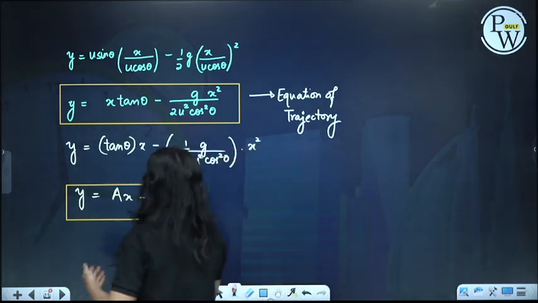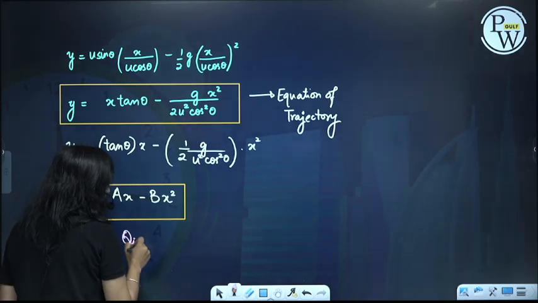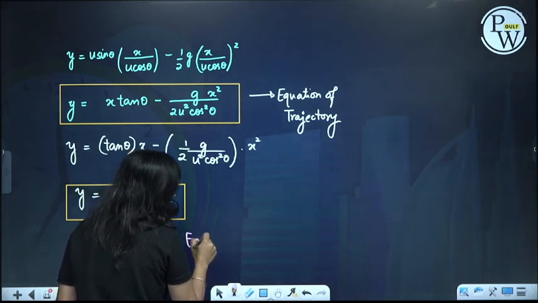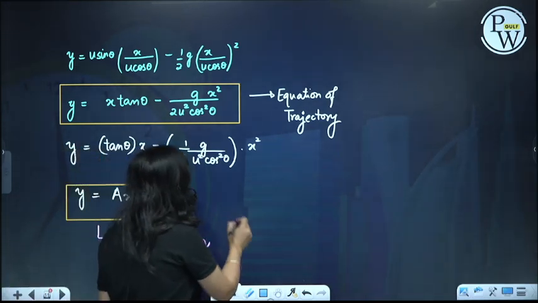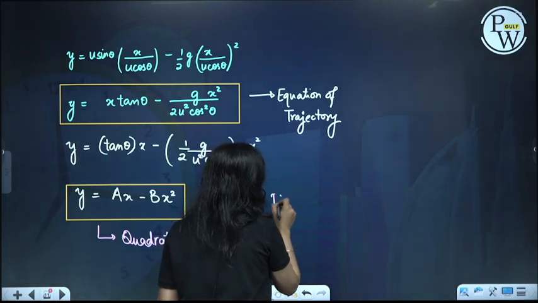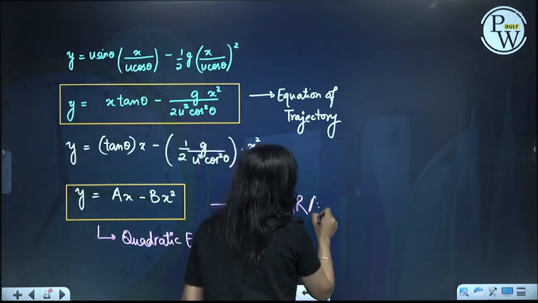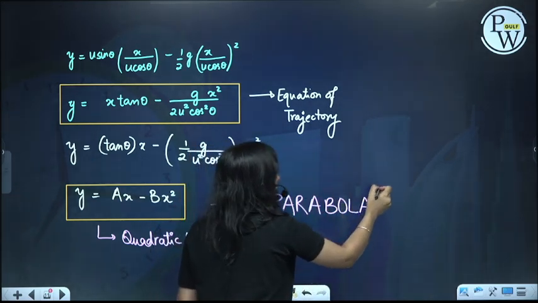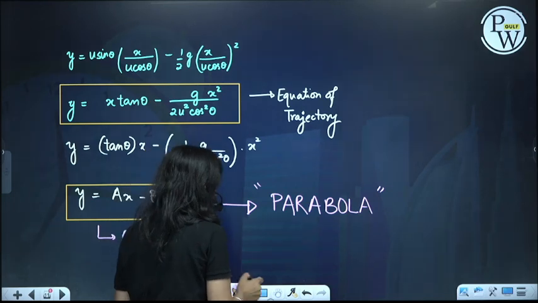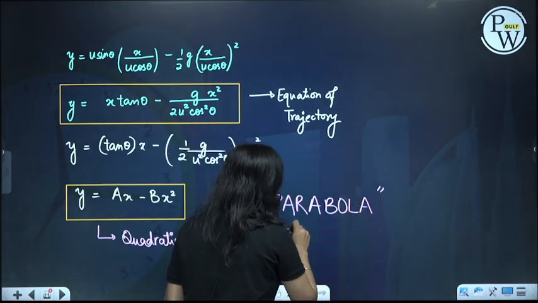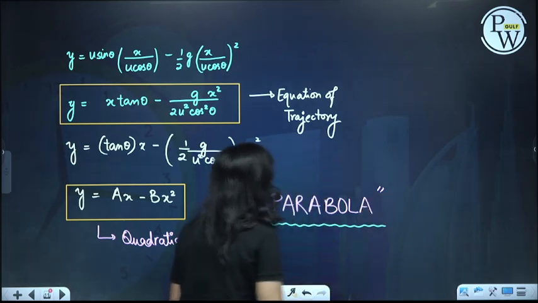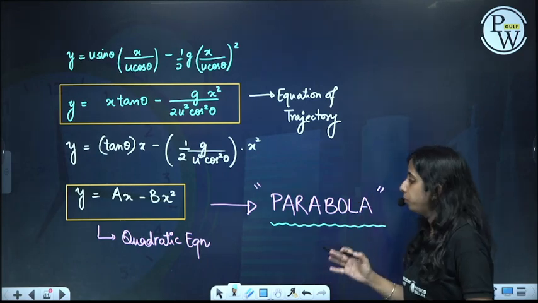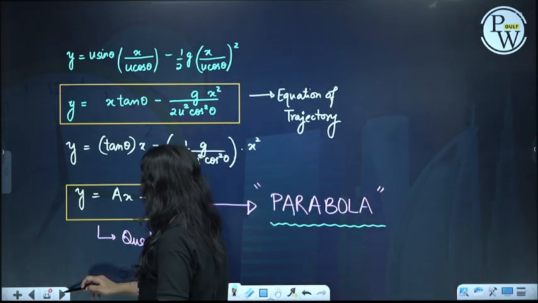Now see, what is this equation? This is a quadratic equation, the general form of a quadratic equation. Now we know that for a quadratic equation, the path followed will be a parabola. So the trajectory is following a parabolic path, or we can say that the equation of trajectory is a parabola. So now we have done the equation of trajectory.